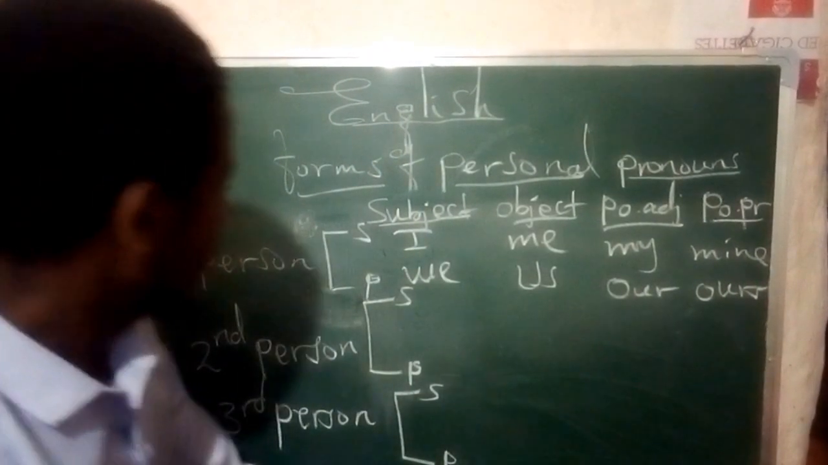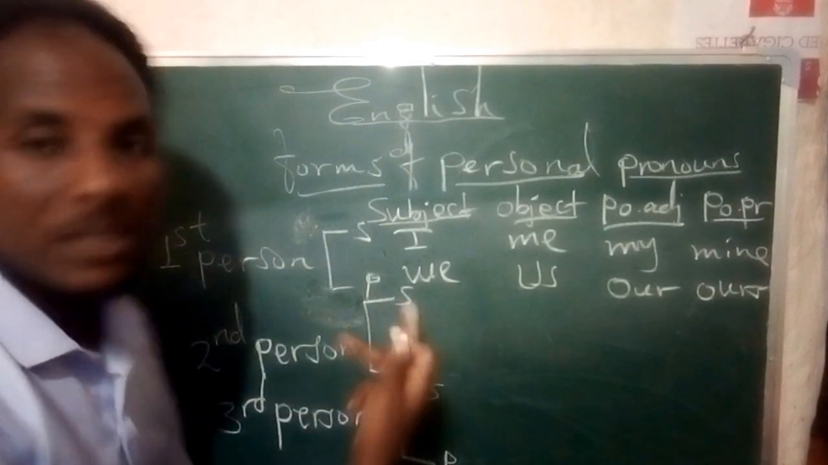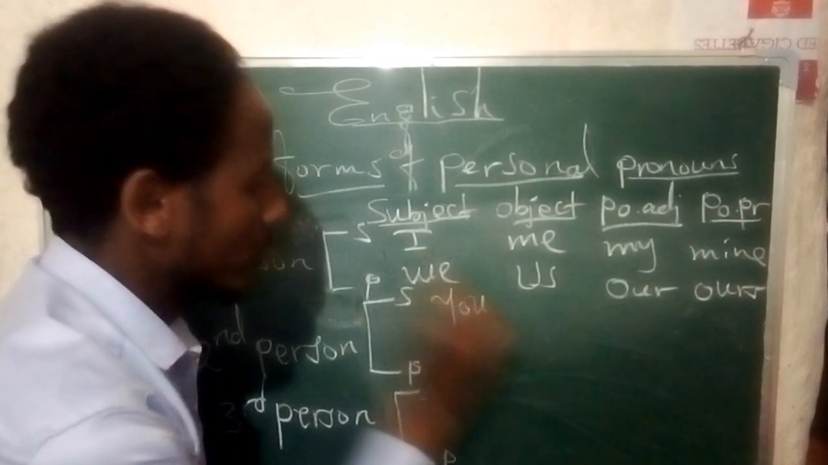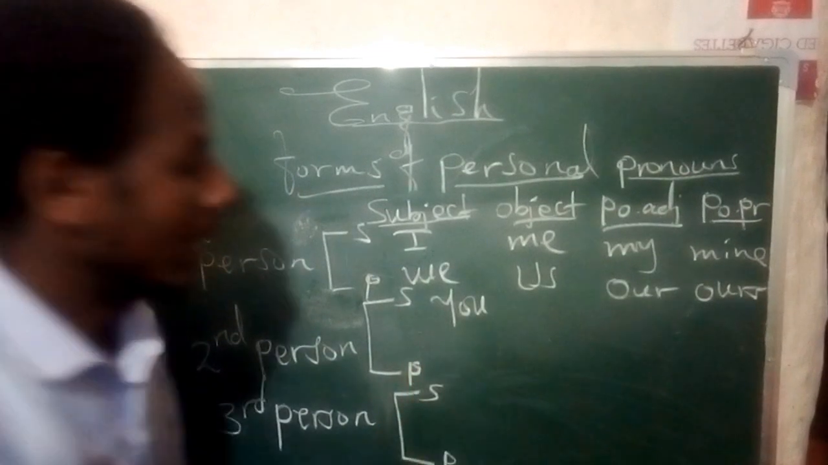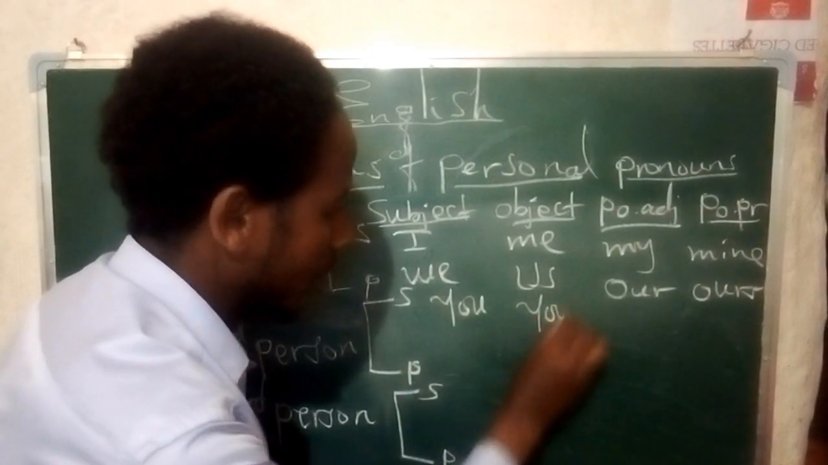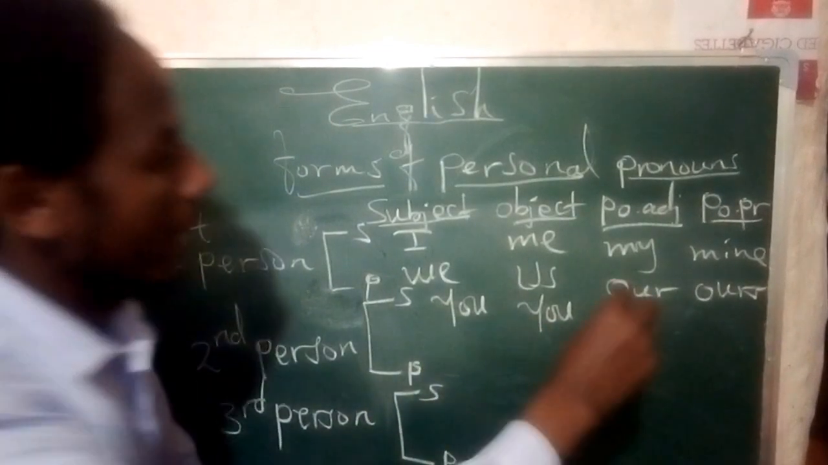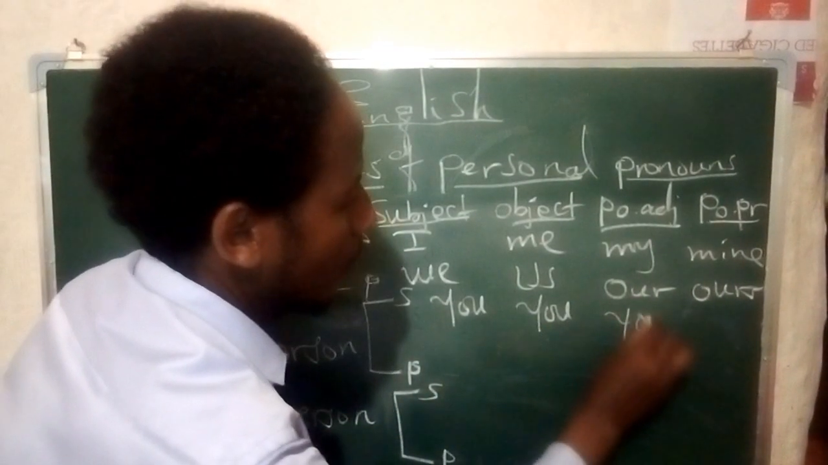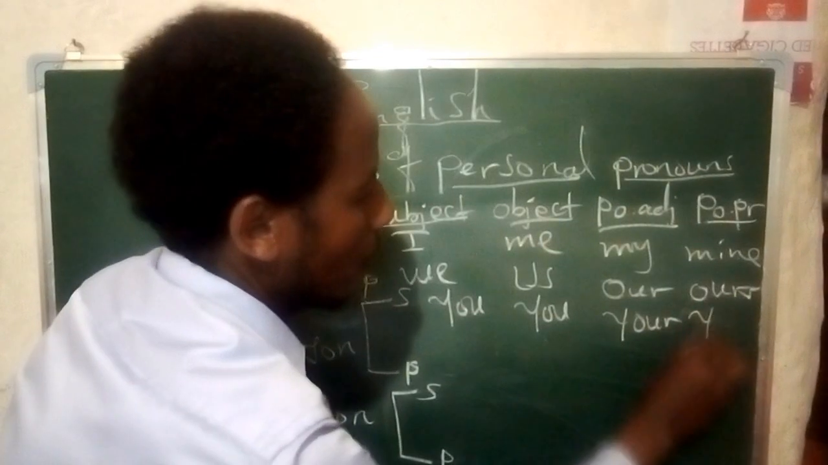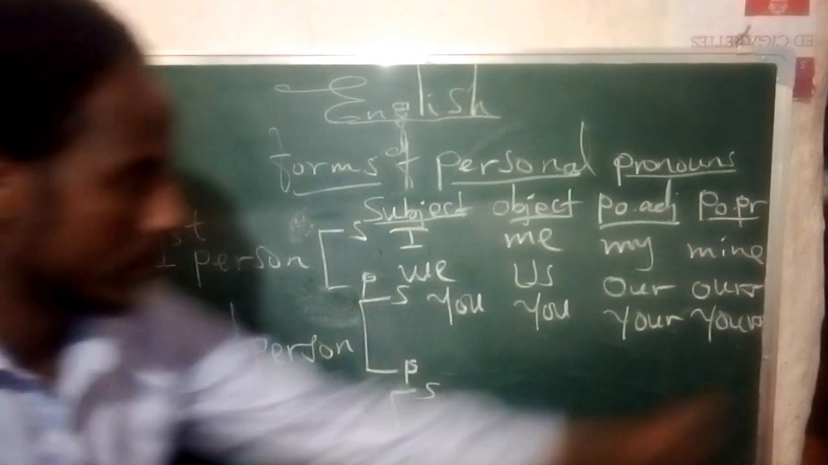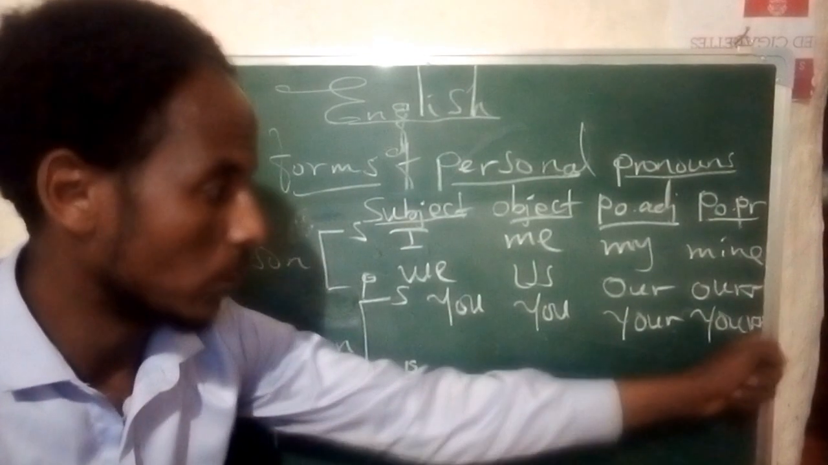Okay, what about the second person singular pronoun? It is you used as a subject, and the same is true for the object form, you. Then your, and yours. Okay, there is an s at the end of the pronoun.